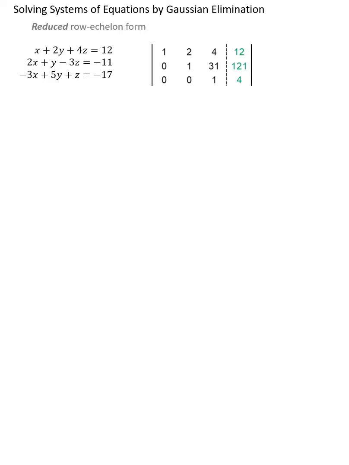Let's now add another idea called reduced row echelon form that will make it even easier to solve systems by Gaussian elimination. Here's the same system of equations we've seen several times in this video. And as we saw earlier, by converting it to a matrix and then using the row operations to get that matrix into row echelon form, we were then able to turn it back into a system of equations that was simpler and easily solve that system.